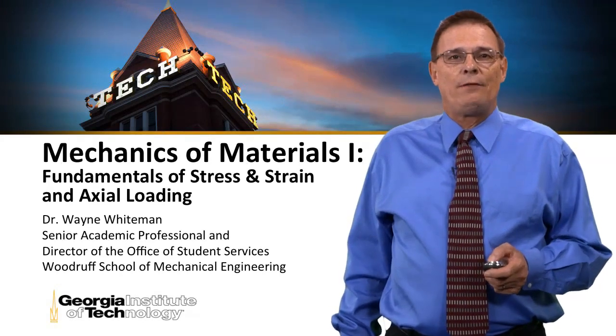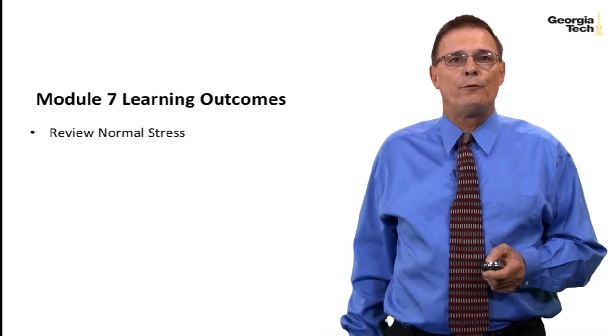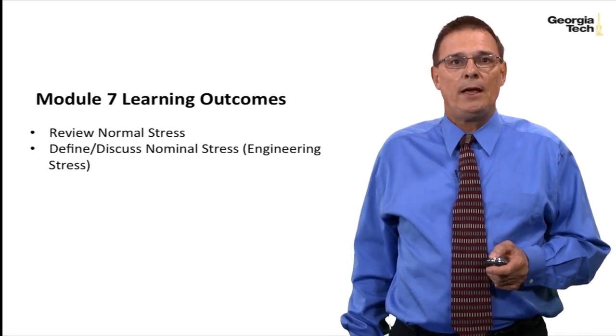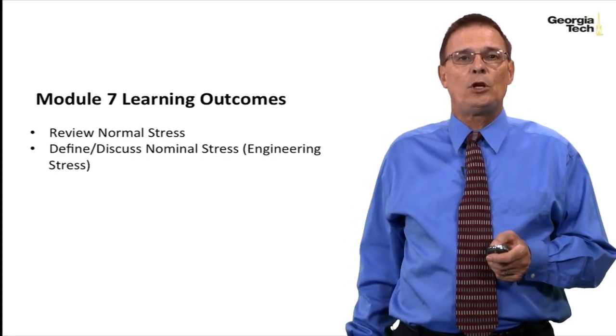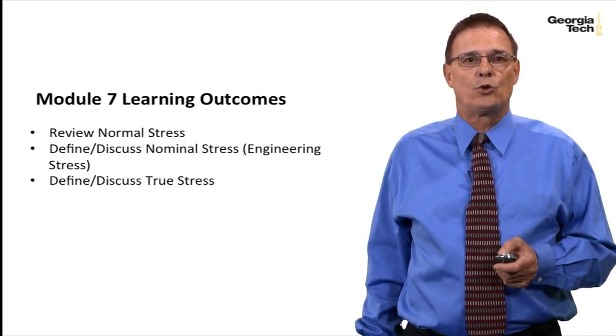Welcome to Module 7 of Mechanics of Materials Part 1. Today's learning outcomes are to review normal stress and to define and discuss something called nominal stress or engineering stress, and to define and discuss true stress.